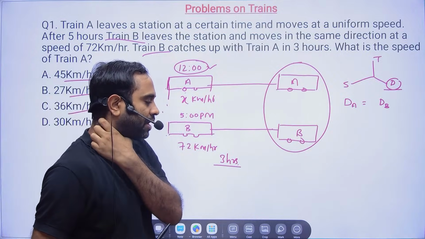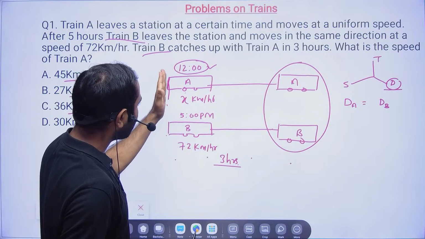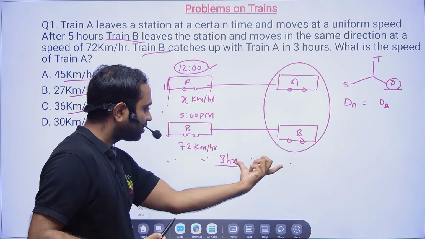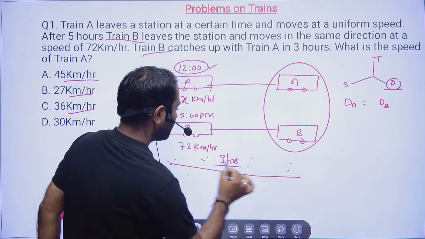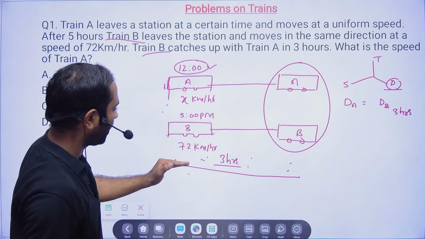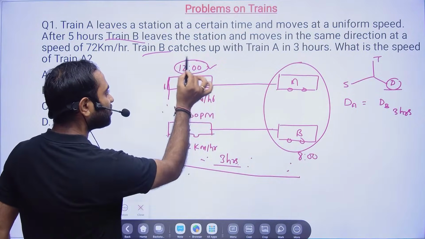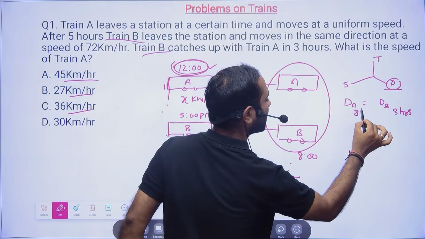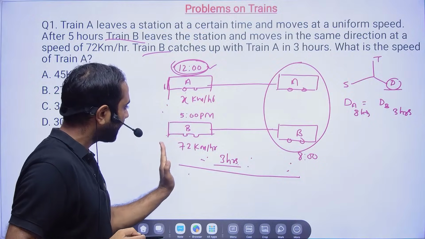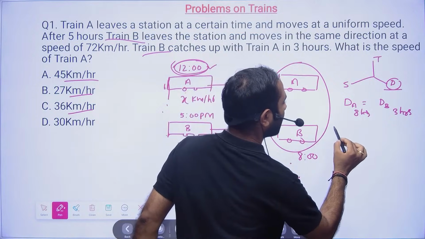Next thing is, you will see, this train started at 12, and this train started after 5 hours, and this train catches train A in 3 hours. That means the other train has traveled only for 3 hours, from 5 to 8 p.m., but this train has traveled for 8 hours. That is the only catch. Because 5 hours before, so 5 plus 3 total 8, and train B has caught train A in 3 hours. Correct?